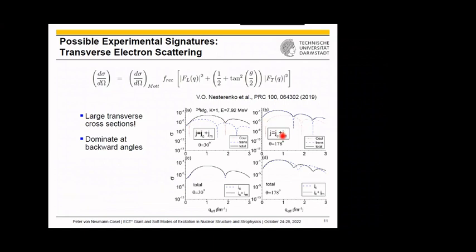If you go to the backward angle, it's just the other way around. I mean, almost all of the cross section is now transverse. So that's the way to do it. You have to go to backward angles and look at the transverse cross sections. And what they predict is that these are very large for electric dipole transitions. I mean, for typical electric dipole transitions.